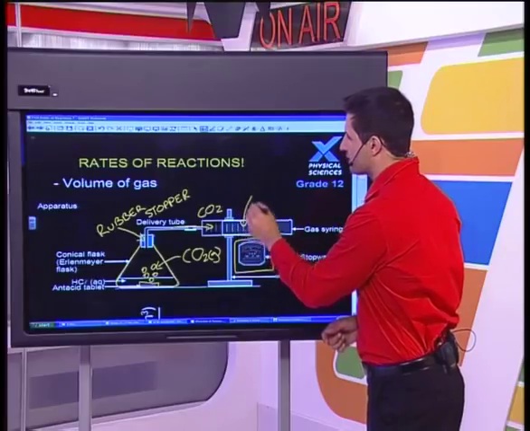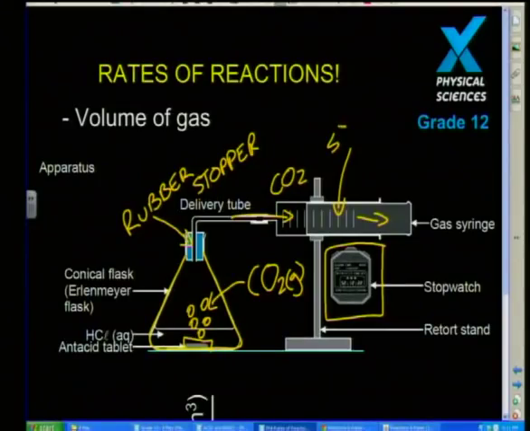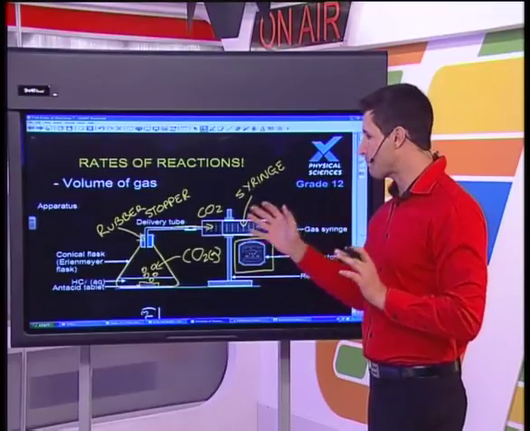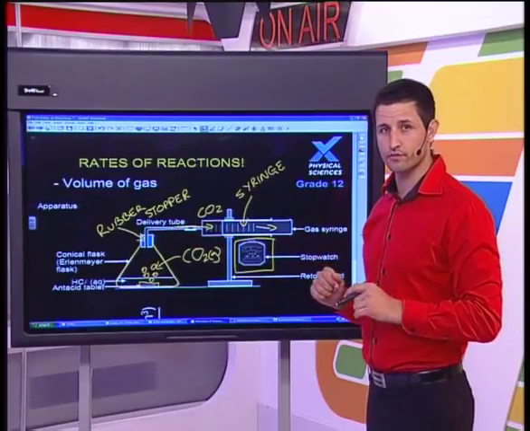I'm not sure if you can see that label, so I'm going to write it on top here. There is a syringe, just like the one you get an injection from, but the great thing about this is it's not going into my arm, the gas is going inside the syringe.